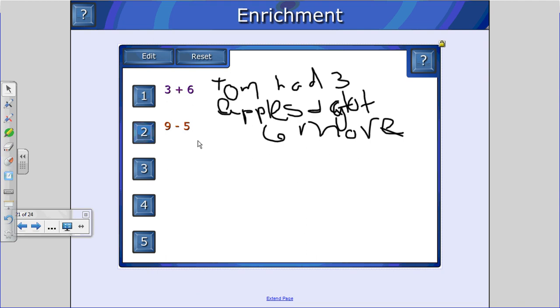Let's look at one more. 9 minus 5. We could say Sam had 9 pencils, but then 5 broke. So that would be a good one. Let's do one more. Here's T minus 4. This is one with a variable in it. You could say, which is a really mean one, I guess, Sally had some dogs, and then 4 passed away. So you don't know how many.